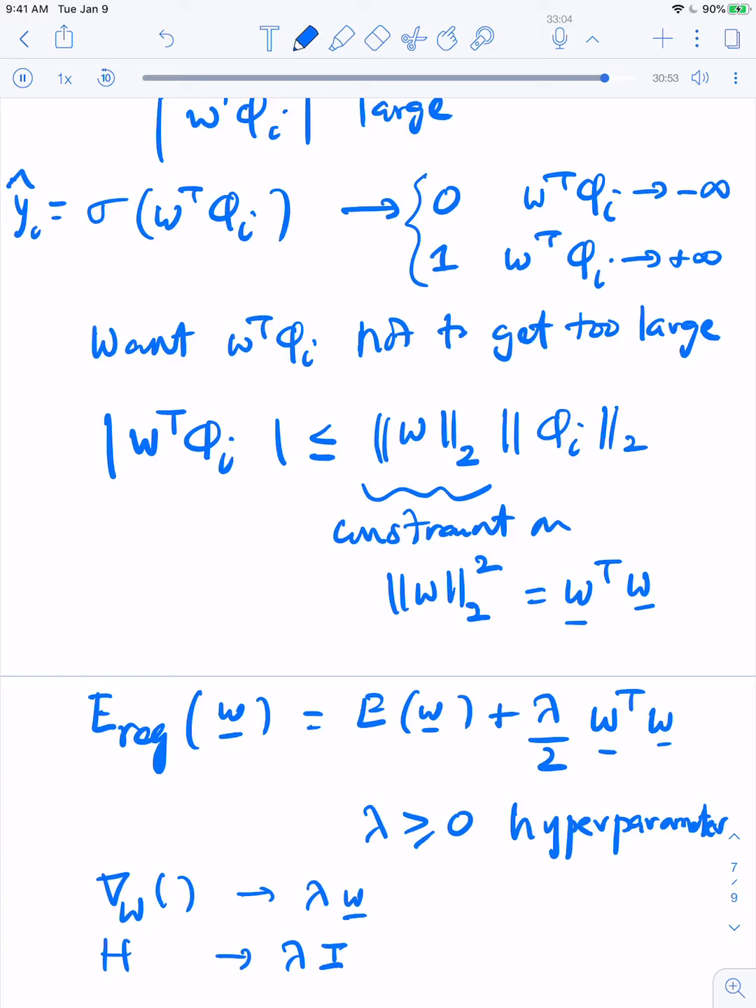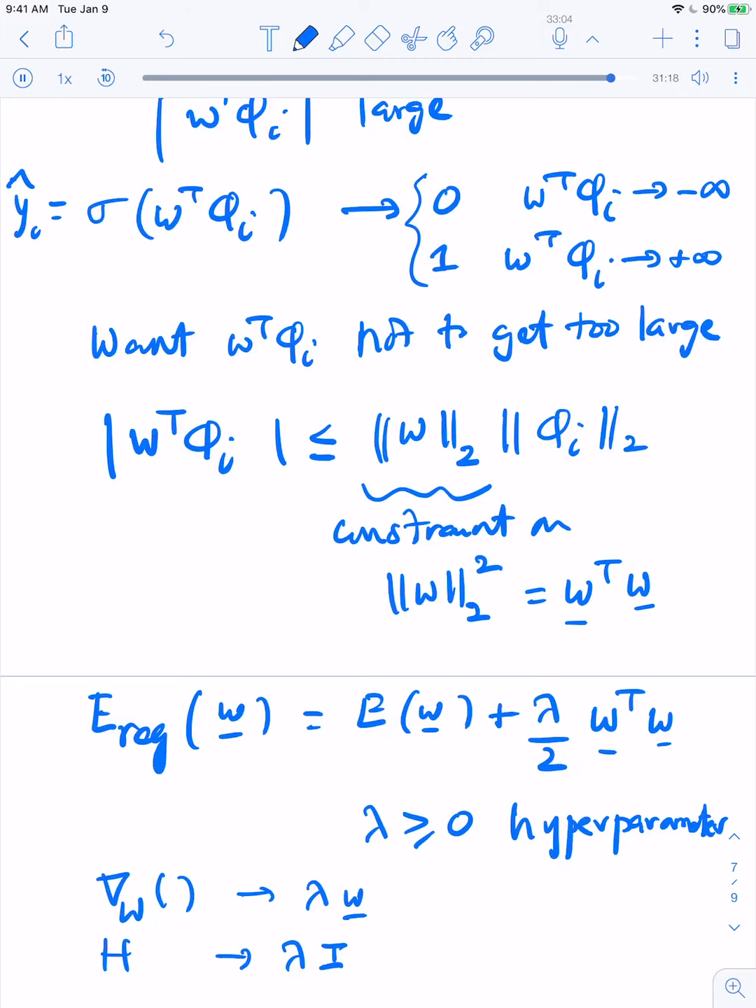I also state in the notes that you can actually constrain different components of w differently by choosing different weights for the different components, and you can do it by using some sort of diagonal matrix in there. I don't want to go through that here. You can just look it up in the notes as you need to.